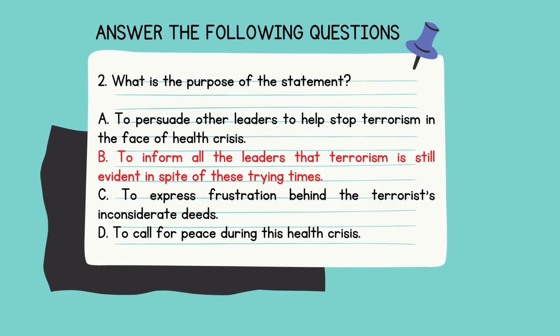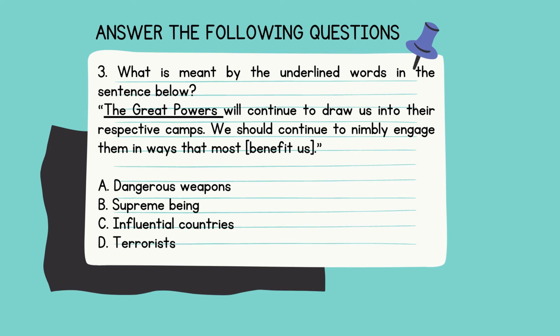The correct answer is letter B. To inform all the leaders that terrorism is still evident in spite of these trying times. 3. What is meant by the underlined words in the sentence below? The great powers will continue to draw us into their respective camps. We should continue to nimbly engage them in ways that most benefit us.